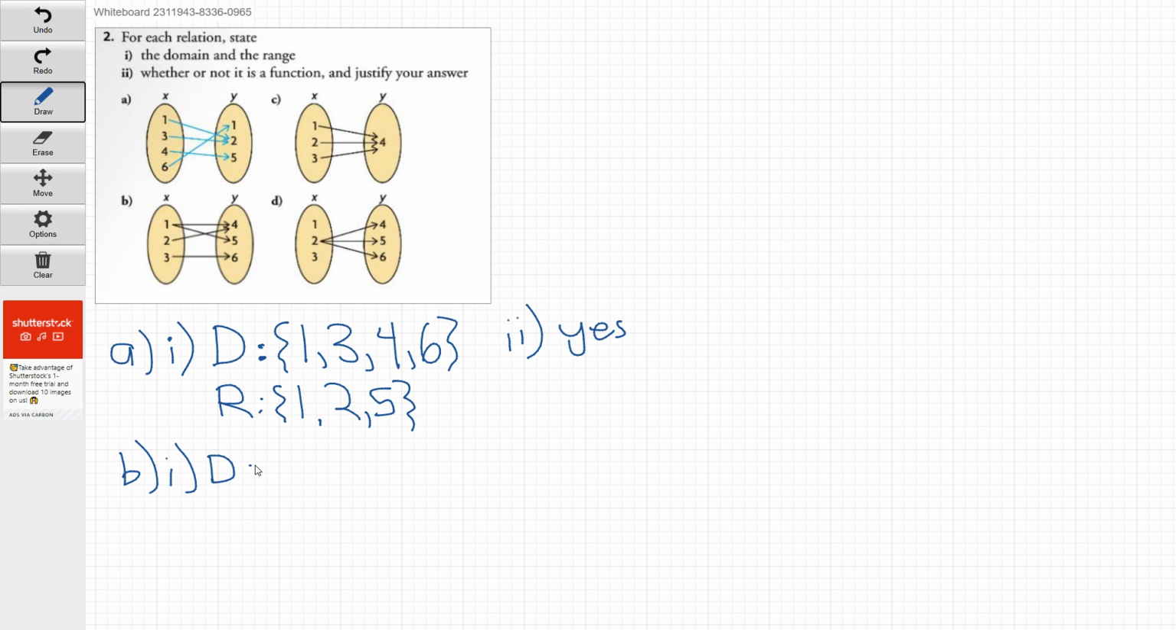So our domain and range again. Here. Okay, so the domain for B is going to be all possible x values. So 1, 2, and 3. Okay, and then our range is going to be all possible y's. So 4, 5, 6.